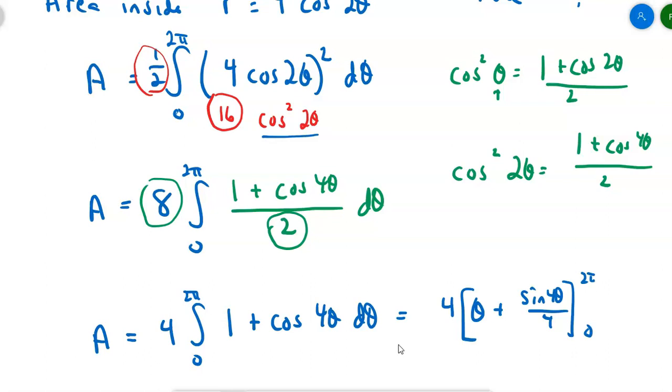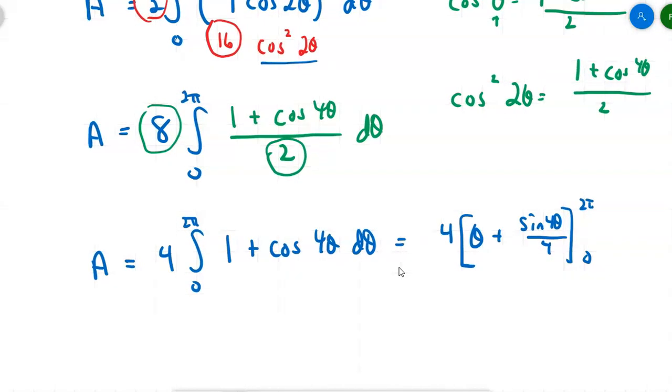And this comes to an end pretty quick because putting a 2 pi in for theta up here gives you the sine of 8 pi, which is 0. The sine of 0 is 0. So this whole thing simply becomes 4 times 2 pi, which is 8 pi.